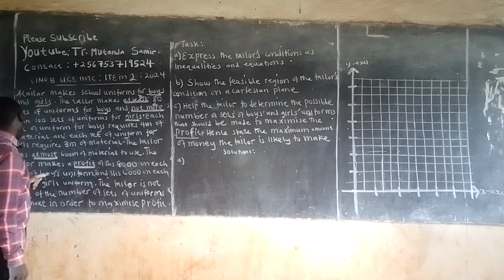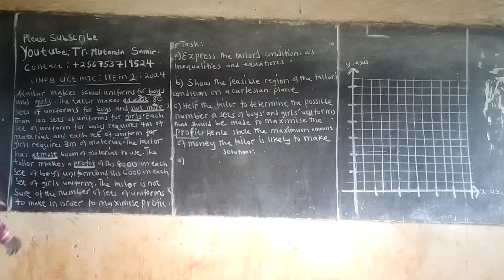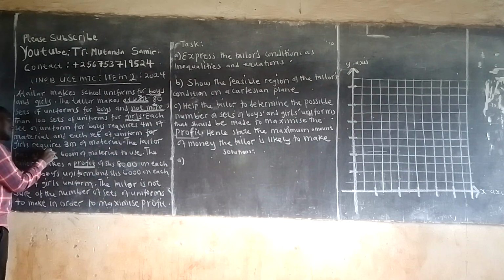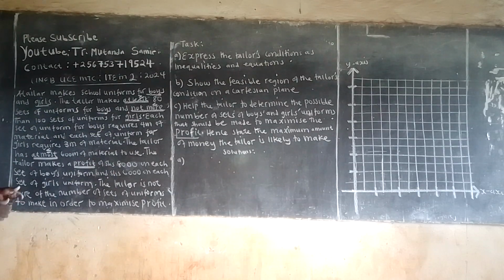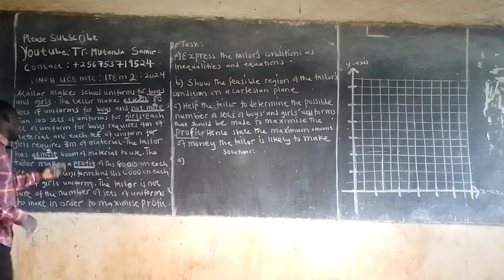Then also, I'm hinting on the words I've underlined. They say that the tailor has at most. The word at most also means less than or equal to. I told you the profit stuff will only be used in part C, which can only be got when you have parts A and B. So the equations start from here upwards.